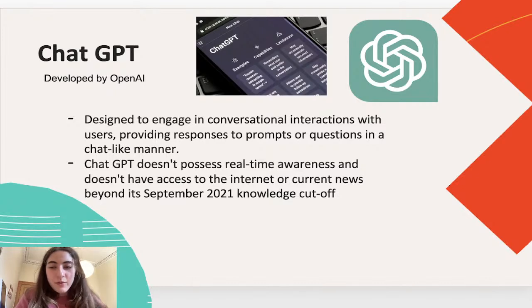Something that not everyone knows is that it doesn't have real-time awareness. So its cutoff point is September 2021. So if you try to ask it about something that's happened recently, it might not be great at giving you answers. It actually doesn't know anything after that point. And that's all to do with how the actual technology works.